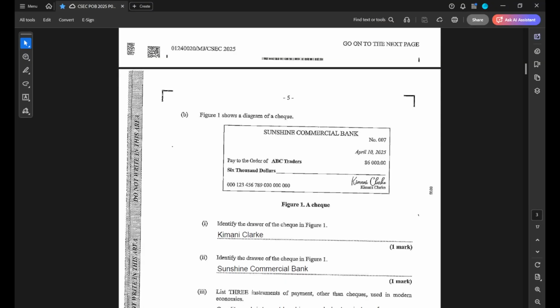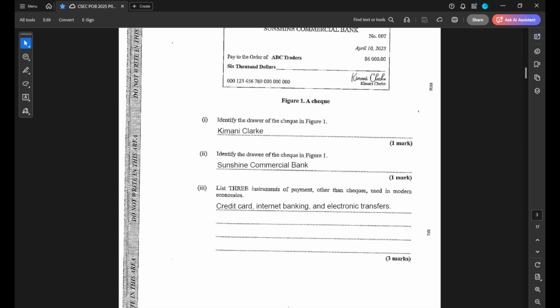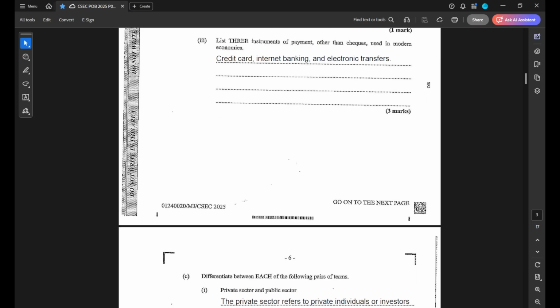List 3 instruments of payment other than checks used in modern economies. So we have credit card, internet banking, and electronic transfers. These are other ways in which we can transfer money instead of using checks, which are kind of outdated in this modern era. And that is 3 marks.